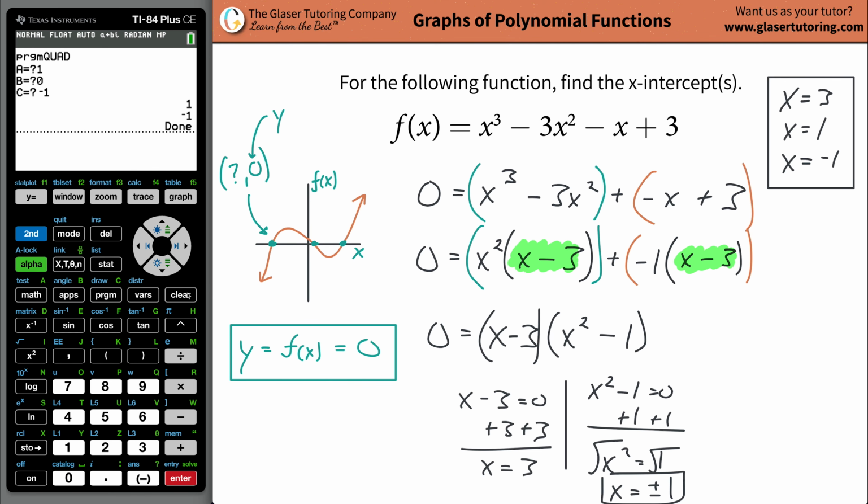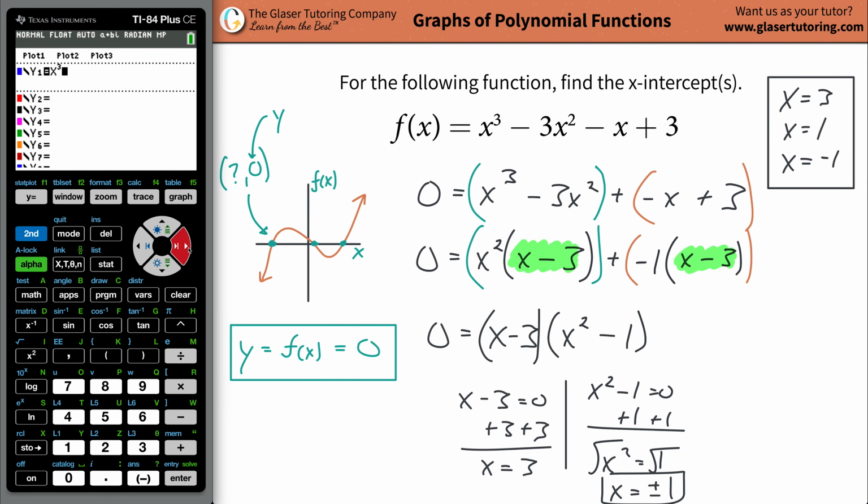If you wanted to now see it visually, all you got to do is plot this function, all right? Go to graph, go to y equals, and now all you're going to do is x cubed. So go x raised to the 3, then hit the arrow over button, then minus 3x squared, minus x, and then plus 3. I got to double check this now. So x cubed minus 3x squared minus x, good.